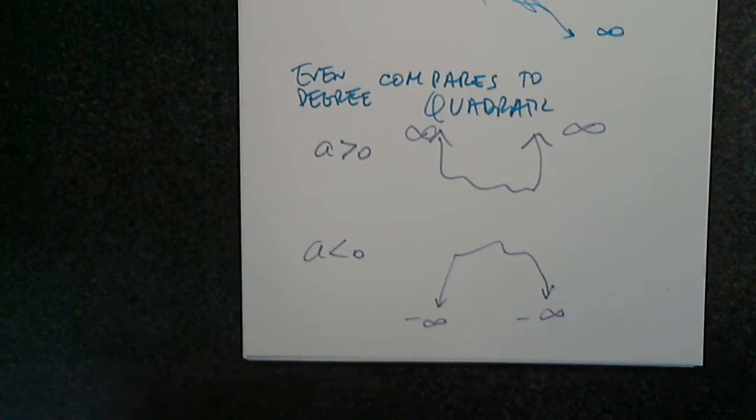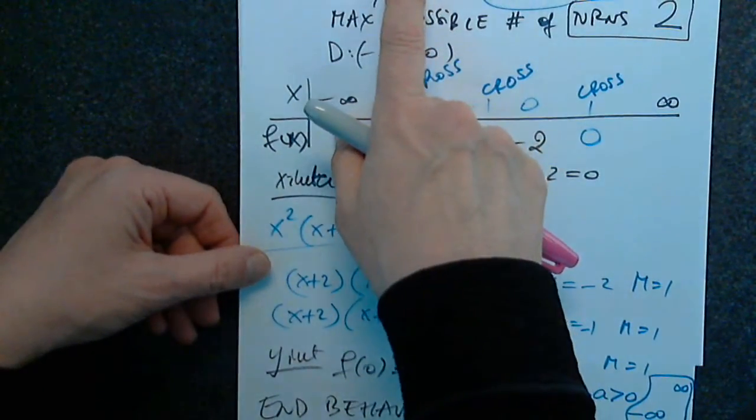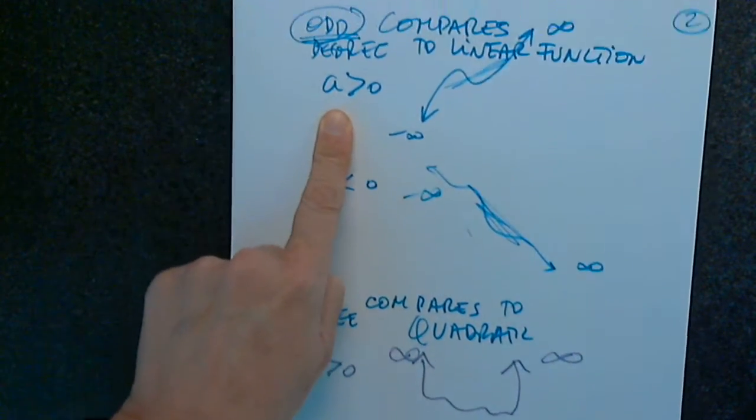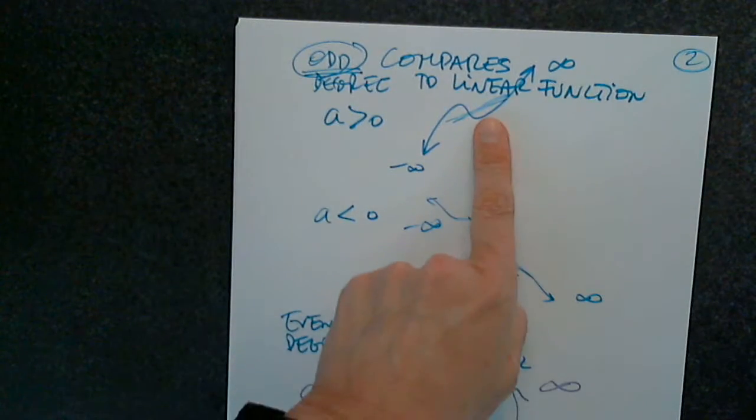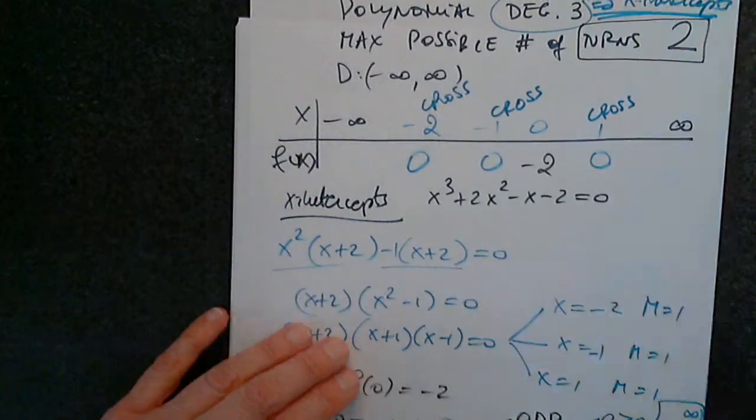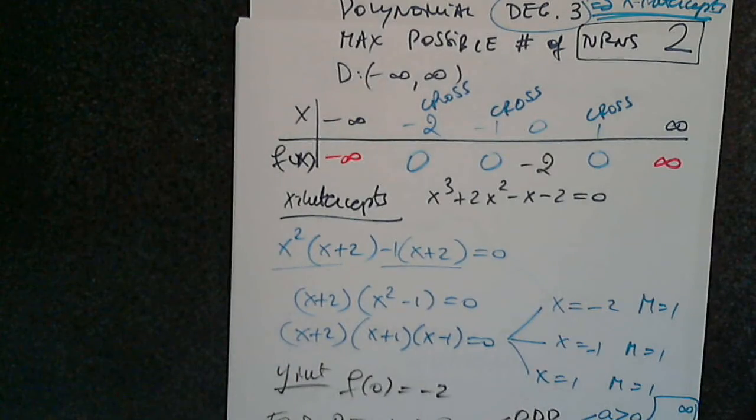Good. So in our case, going back to our function, the leading coefficient is positive, and the degree is odd. So then I will say the end behavior goes from negative infinity to infinity.